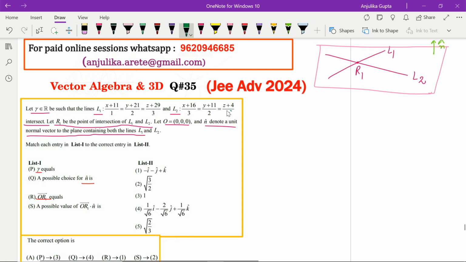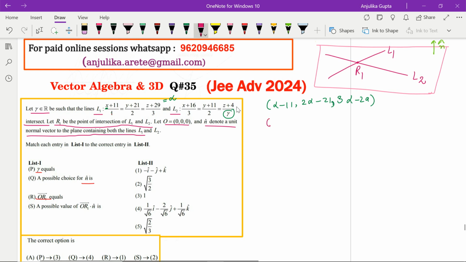See, gamma is sitting right here, unknown. So what we do is we take an arbitrary point on L1. Can you give me an arbitrary point on L1? Let's equate this whole ratio to alpha. So the x coordinate of an arbitrary point will be alpha minus 11. You just multiply, right? 1 times alpha minus 11, you get the x coordinate. Similarly, you get the y coordinate to be 2 alpha minus 21 and the z coordinate to be 3 alpha minus 29.